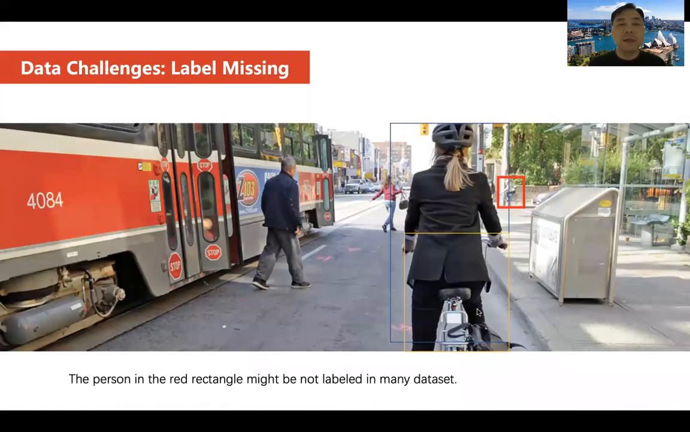Well, many samples in images are small and are easily ignored. Meanwhile, everyone has their own bias. Therefore, the annotation labels might miss labeling some samples. For example, the person in the red rectangle might be ignored by annotation labels. As a result, the model trained with those data might be biased to obvious instances while ignoring unobvious instances.